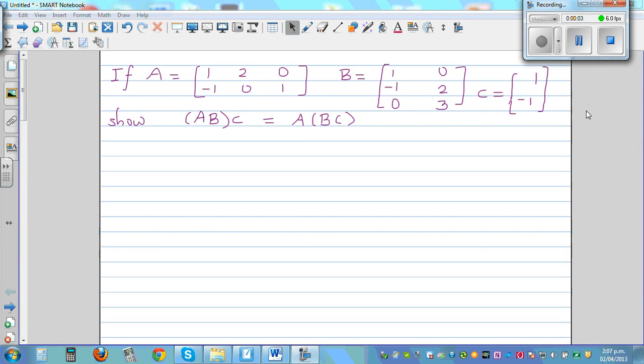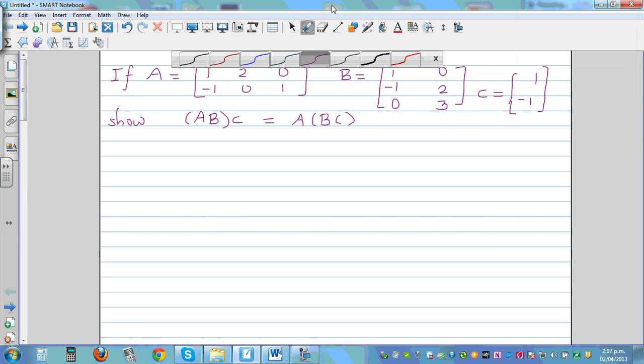In this video, I want to show the matrix multiplication of associativity. So here we want to prove that the product of AB times C is the same as the product of A times BC. So let's take the first left-hand side.